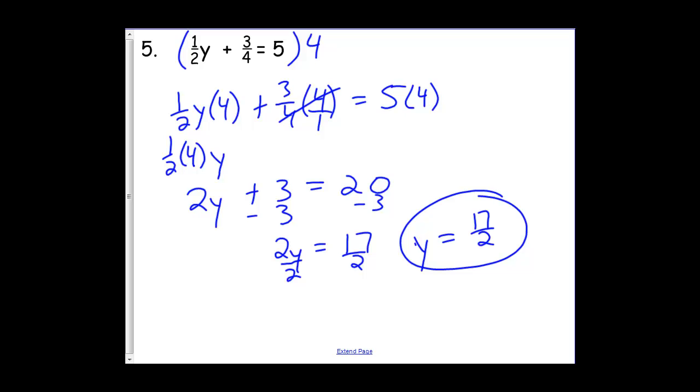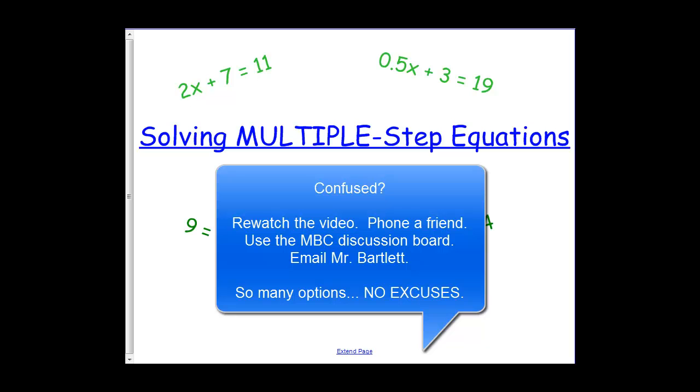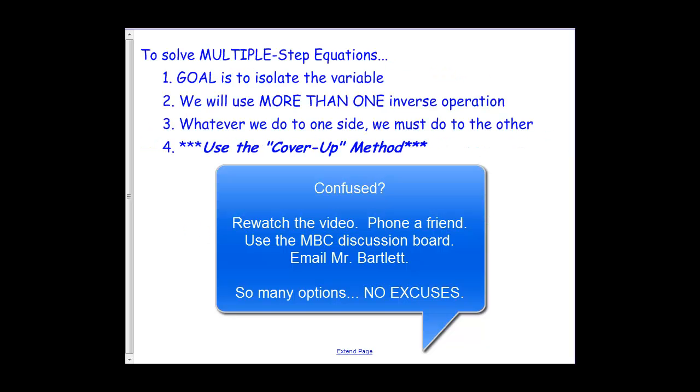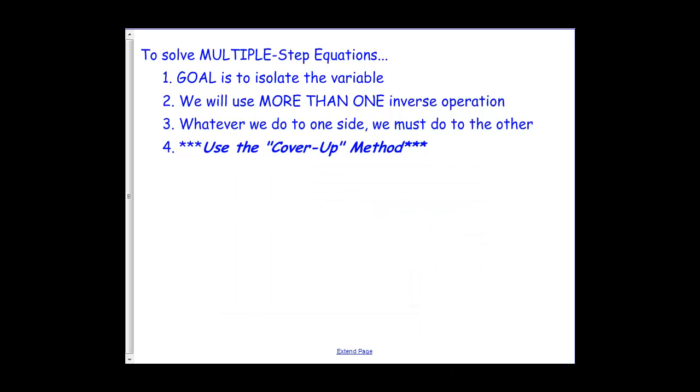That's really the basics of solving multiple step equations. As long as you can remember that your goal is to isolate the variable on one side of the equation, you're going to use more than one inverse operation. Whatever you do to one side, you must do to the other. And then, of course, keep the cover-up method in mind.